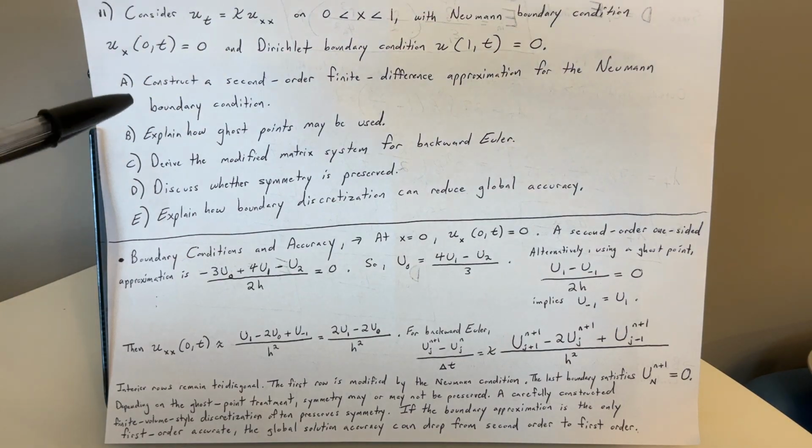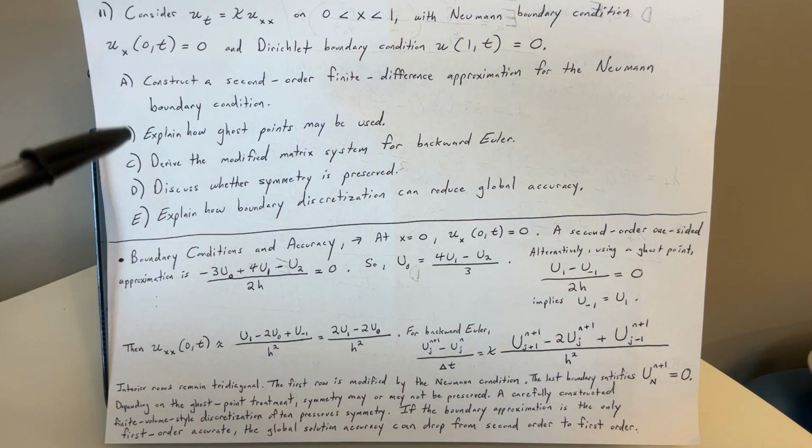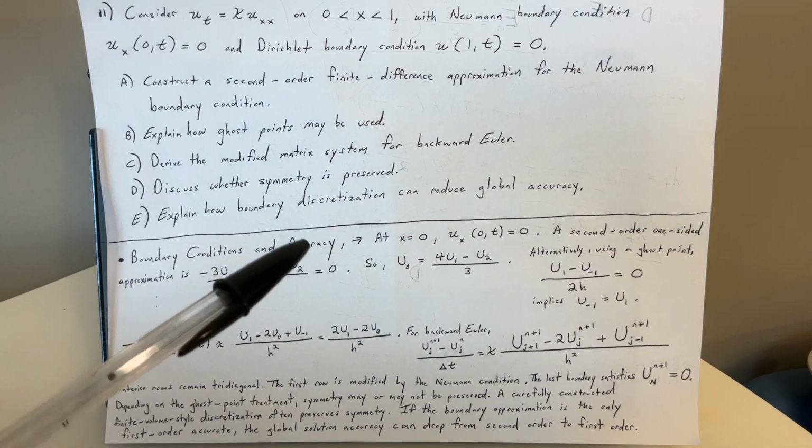Part A, construct the second order finite difference approximation for the Neumann boundary condition. Part B, explain how ghost points may be used. Part C, derive the modified matrix system for backward Euler. Part D, discuss whether symmetry is preserved. And Part E, explain how boundary discretization can reduce global accuracy. Okay, so this is a boundary conditions and accuracy problem.